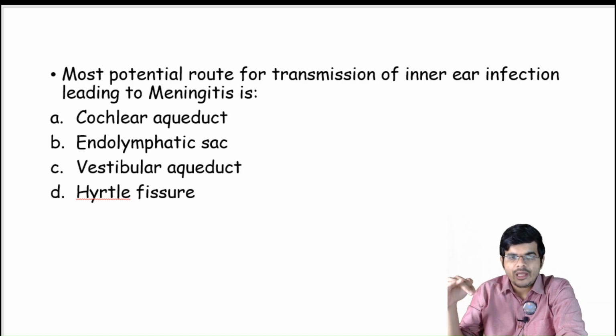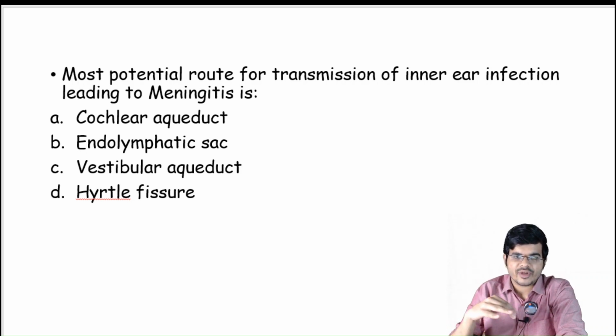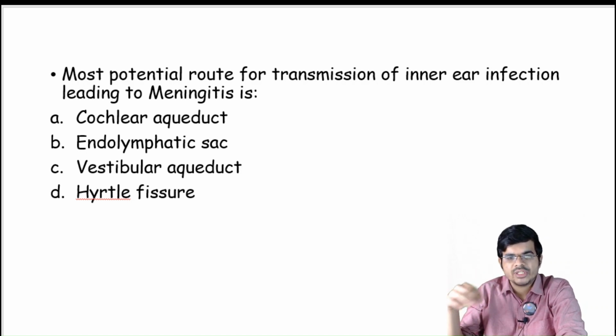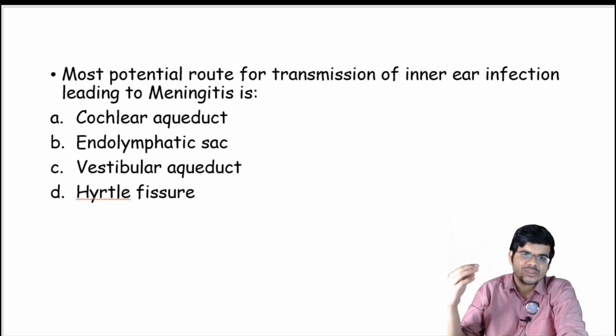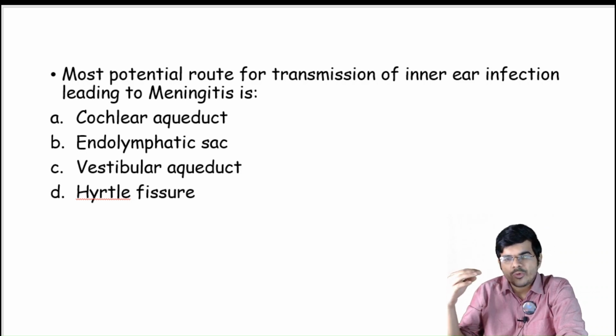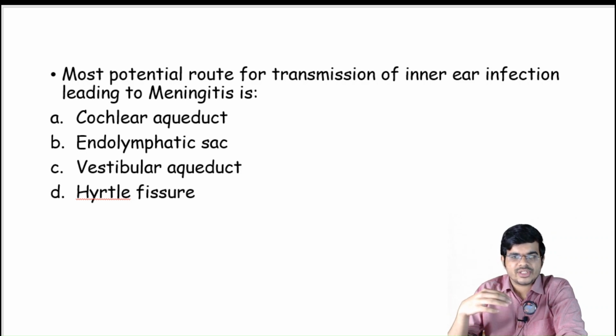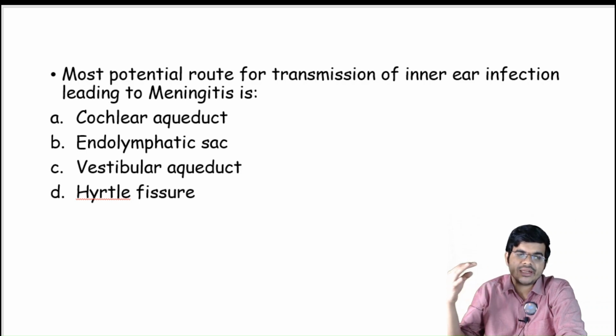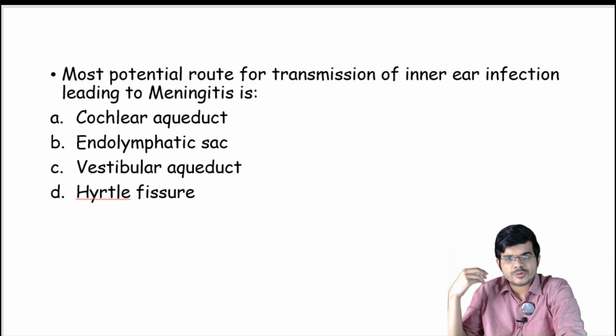Okay, so it won't be a cause of spread of inner ear infection, nor is the vestibular aqueduct a cause of spread of infection. And what is Hirsch's fissure? It is an embryonic communication between the middle ear at the region of the round window niche and the posterior cranial fossa. So the question has been asked, what is the most potential route of transmission of inner ear infection? This is an anomaly. Usually it is not seen. Even if it is seen, it has a communication between the middle ear and the subarachnoid space, and it is a route for spread of infection.